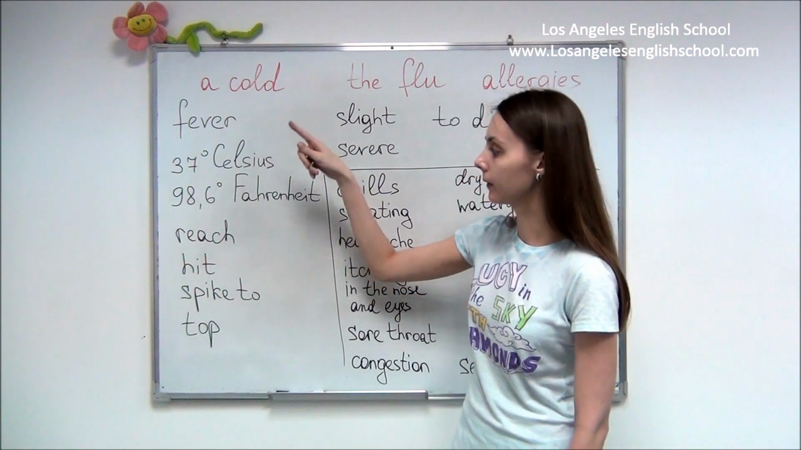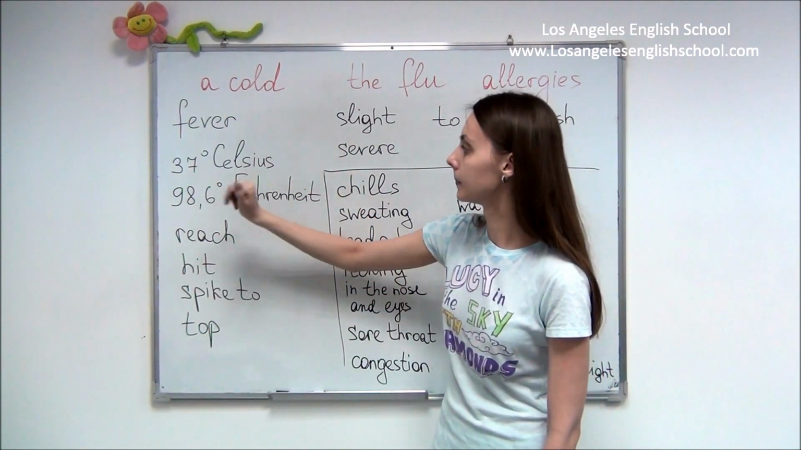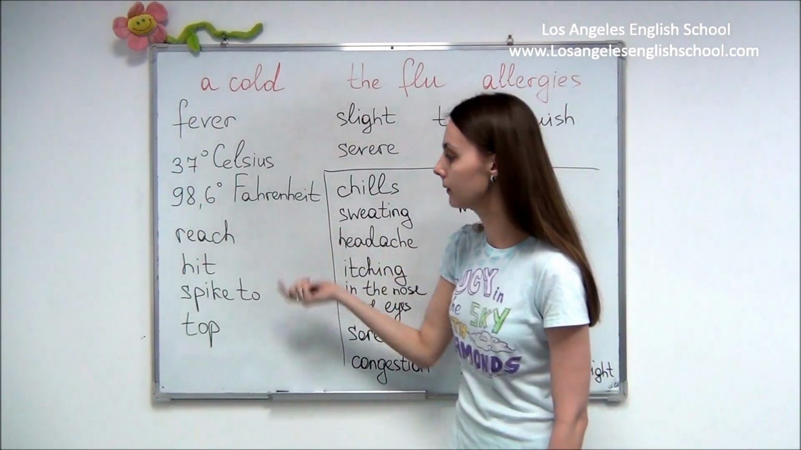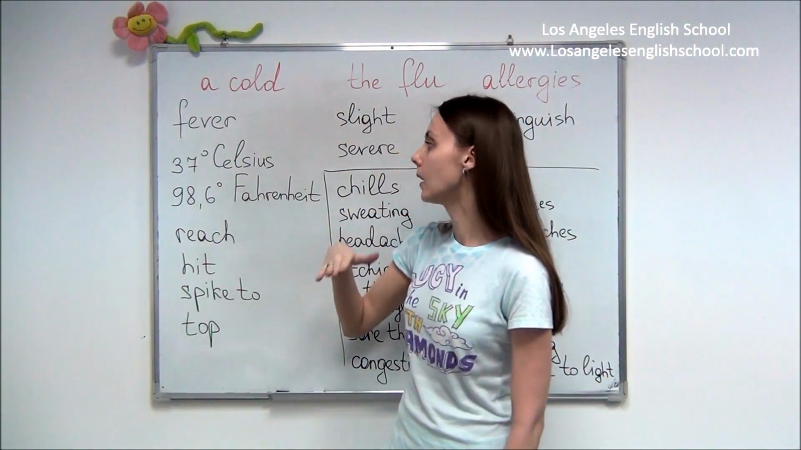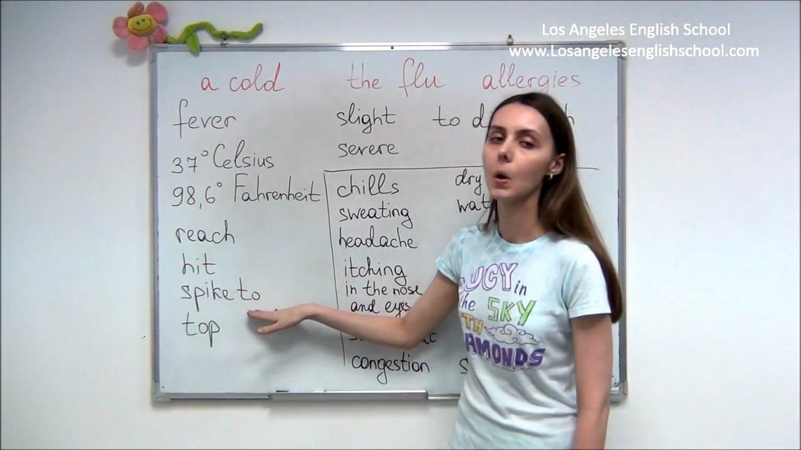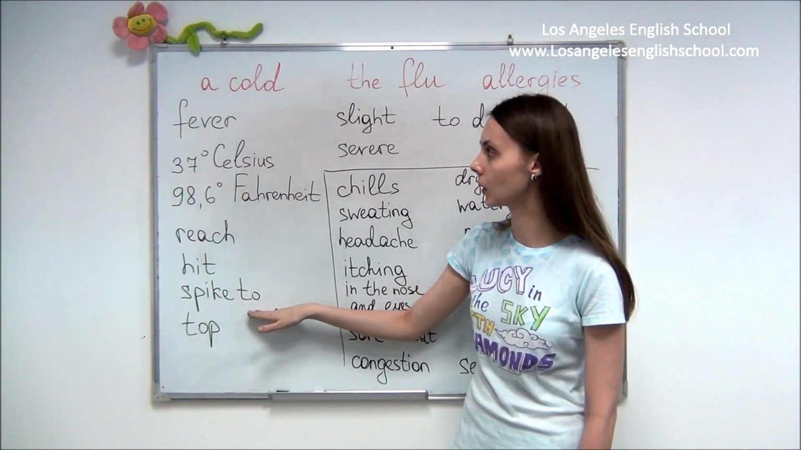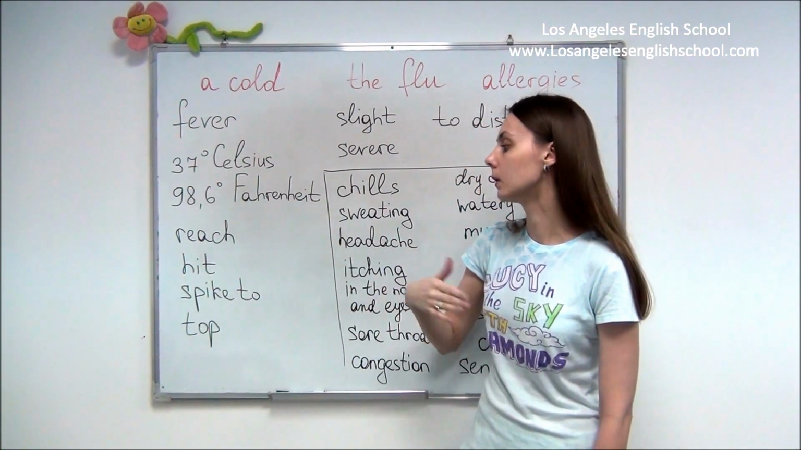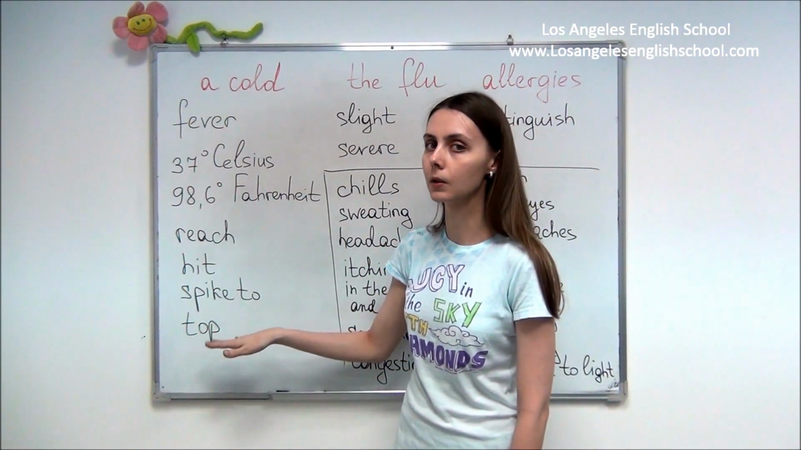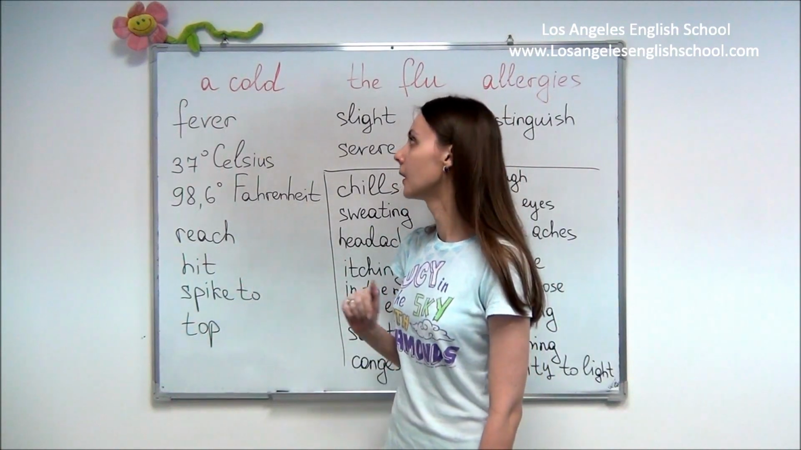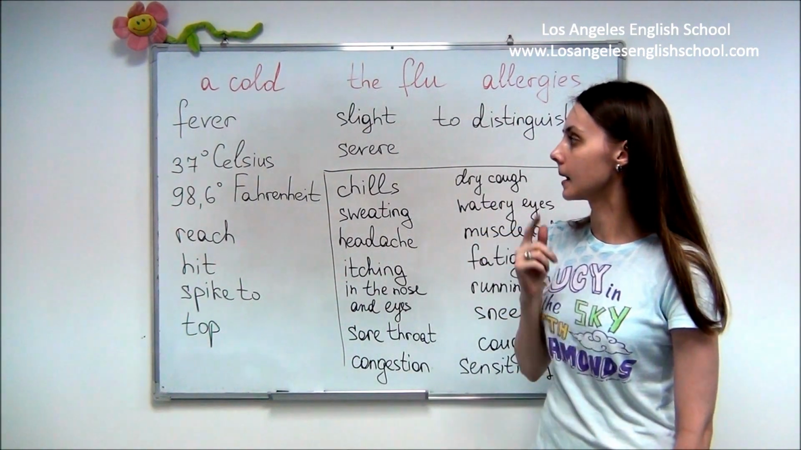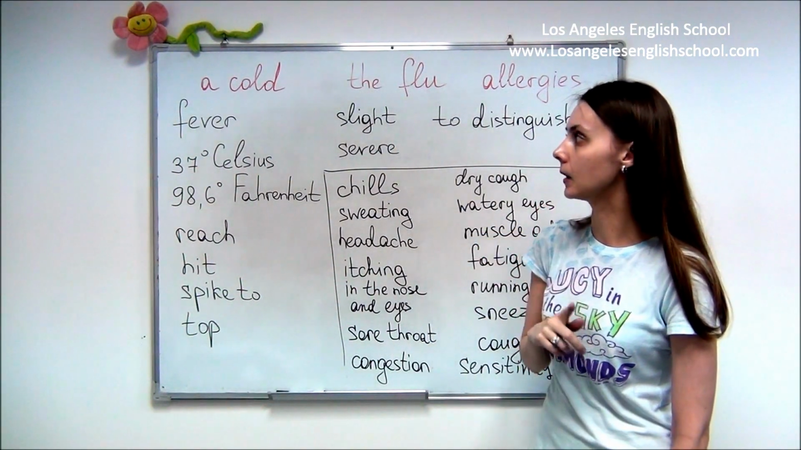For example, a fever reached 98.6 degrees Fahrenheit, or a fever hits 100 degrees Fahrenheit, or your fever can spike to 104 degrees Fahrenheit, or your fever will not top more than 103 degrees Fahrenheit.